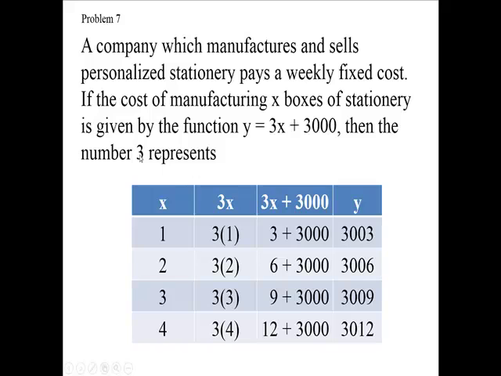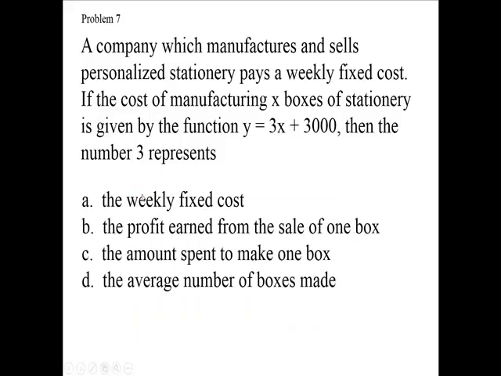So 3 is not the weekly fixed cost. 3,000 would be the weekly fixed cost. Okay? Now the profit earned, well, this equation has nothing to do with profit. This is the cost of manufacturing x boxes. So the cost is this. So that has nothing to do with profit.